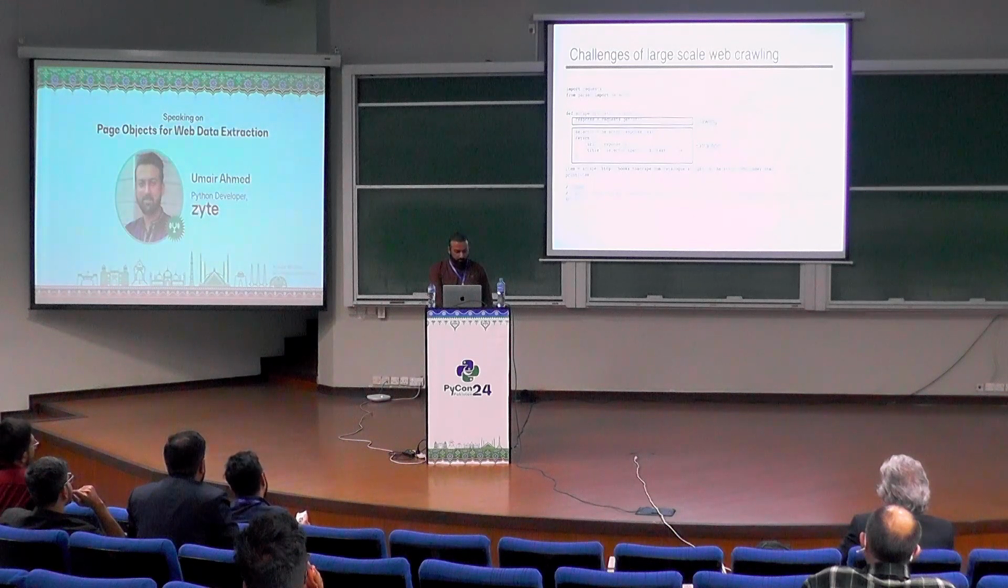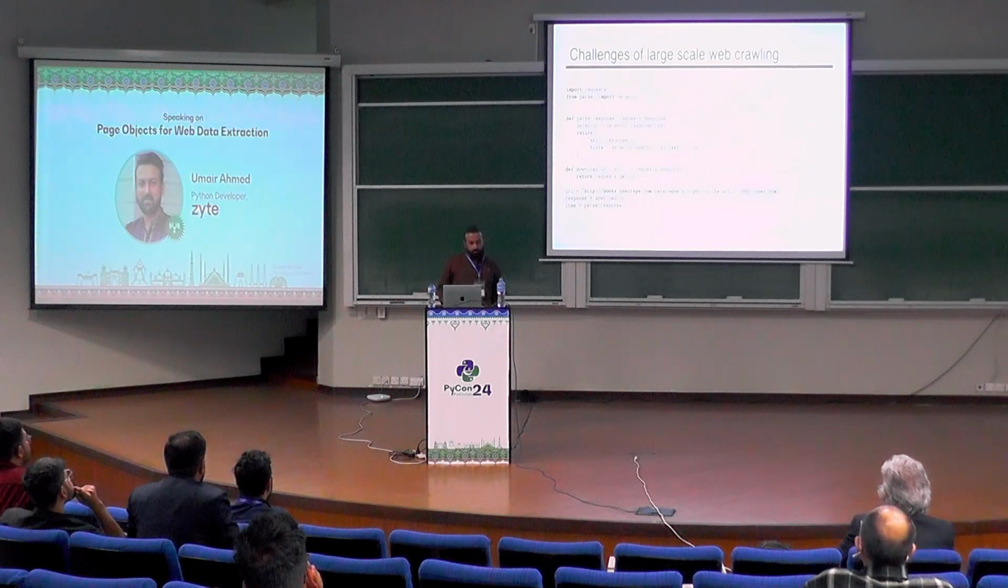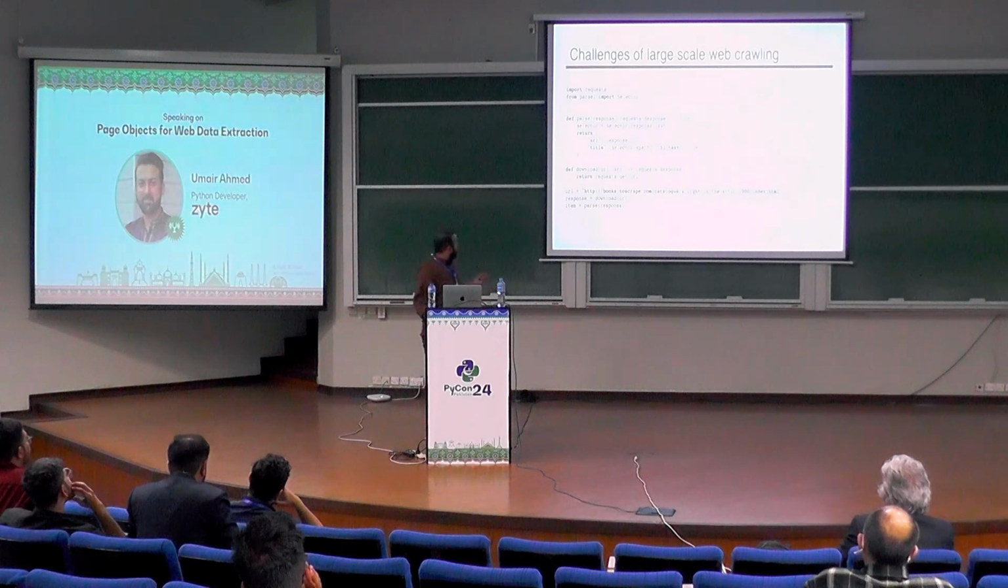So let's see what we can do. Let us first try to simplify common stuff. We can create a download function that uses requests and takes a URL, and also a parse function. First we call the download function to get the response, and pass it to the parse function, but there's still a problem.